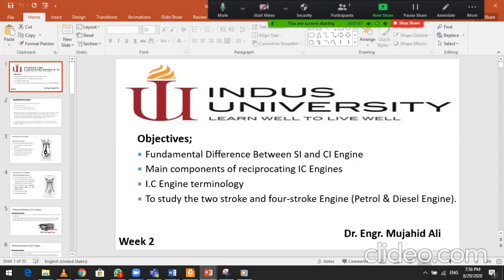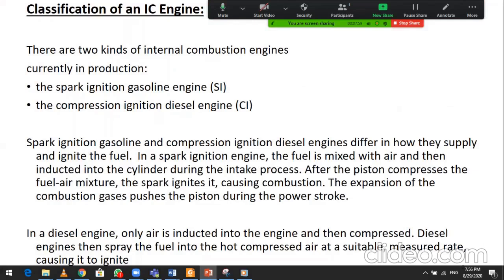So now we will talk about the fundamental difference between SI and CI engines, that is, the difference between spark ignition and compression ignition. There are 2 kinds of internal combustion engines currently in production. Number one is spark ignition, where we can call the gasoline engine an SI engine. The second is compression ignition, which is the diesel engine, the CI engine.